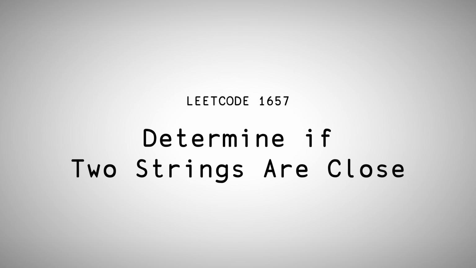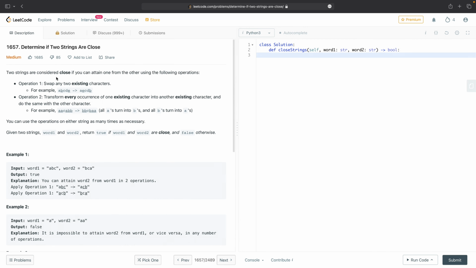Today we're doing the determine if two strings are close problem. Two strings are considered close if you can attain one from the other using the following operations. Operation 1: swap any two existing characters. For example, if we swap the B and the E here, they change places. Surprisingly enough. Operation 2: transform every occurrence of one existing character into another existing character and do the same with the other character. So all the A's become B's and the B's become A's. That makes sense. The C gets left alone.